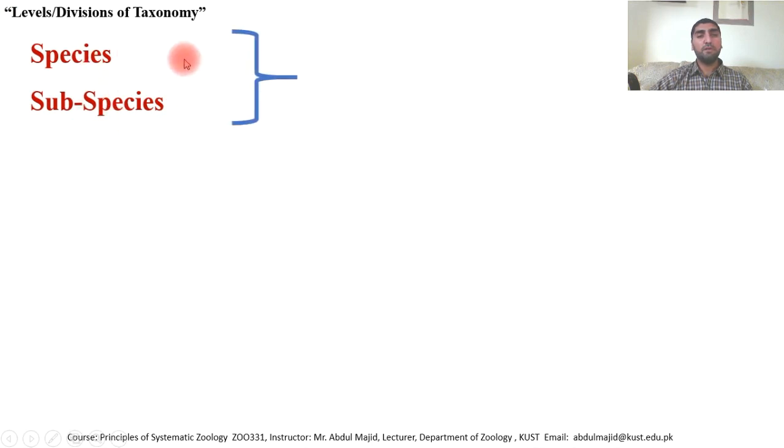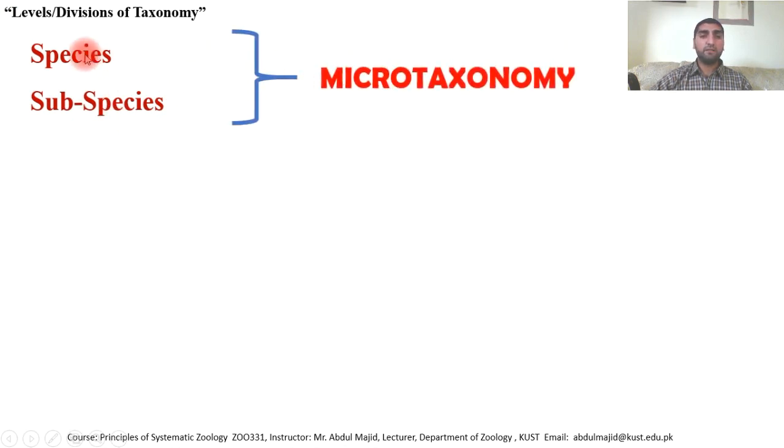Let's take an example. For example, species and then subspecies. When we study species and subspecies, this level is known as microtaxonomy.